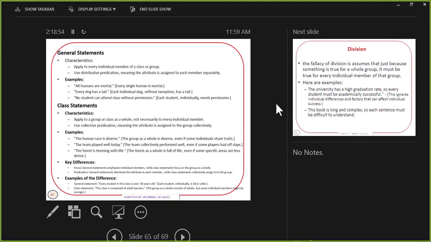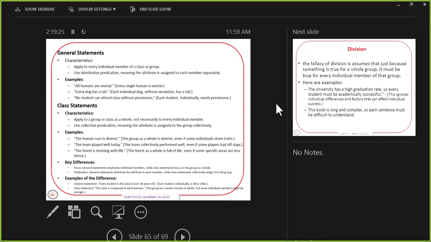So the question that you need to ask yourself is whether the conclusion is making a class statement or a general statement. If it's making a class statement, then the fallacy is what? Composition. If the conclusion is making a general statement, then the fallacy occurred is what? Hasty generalization. If the conclusion is a class statement, it must be what? Composition. If the conclusion is a general statement, then it must be hasty generalization, right?